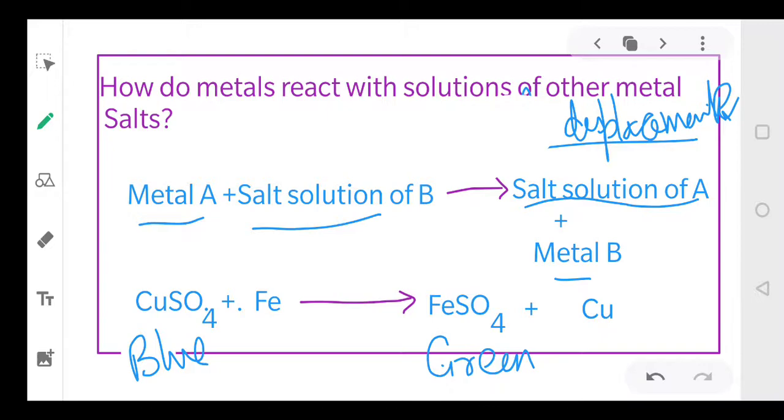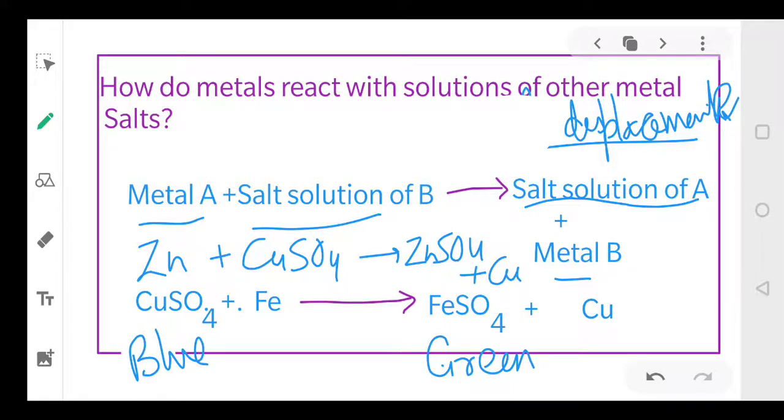Okay, similarly we can have more examples. Let's have one more. Let's see, zinc. If we have zinc plus copper sulfate only, Zn plus CuSO4, and again you will have ZnSO4 plus Cu. Always remember this, the metal that we are keeping into the solution should be more reactive, otherwise the reaction will not take place. The metal we place in a solution should be more reactive than the metal in the solution, only then will the displacement reaction happen, otherwise it will not. Okay?